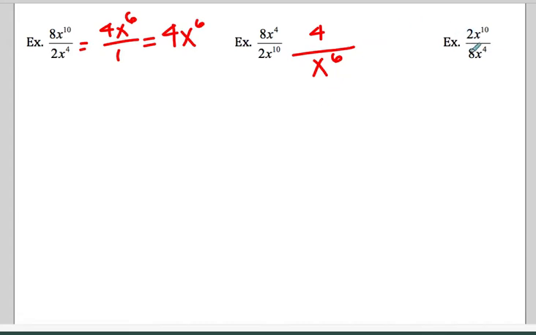And on the third one here, the 2 over 8 would reduce to 1/4. And the exponent of 10 is greater than 4, so our answer would be in the numerator. And 1x to the 6th is just the same as writing x to the 6th over 4.